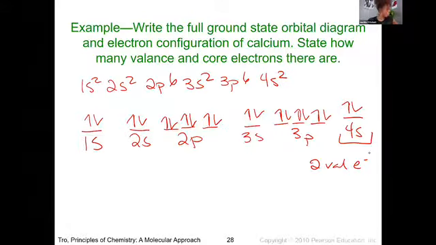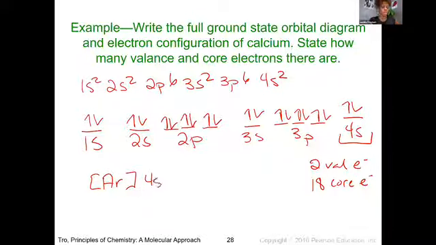And for our core electrons, where there's a total of 20 electrons, that means that we would have 18 core electrons that remain. If we wanted to write the noble gas configuration or the shorthand version, we would simply pick the noble gas that comes before it, which is argon, and then go on to 4s2. Okay. Great.